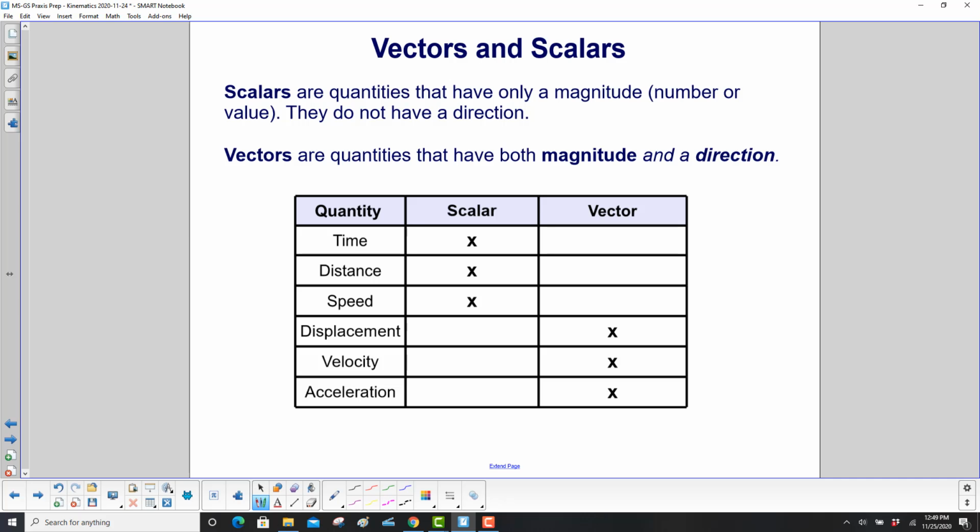Scalars are quantities that only have a magnitude, which is a number or a value. They do not have a direction. And those examples are time, distance, and speed. Then we have vectors. Those are quantities that have both a magnitude and a direction. So those are displacement, velocity, and acceleration.